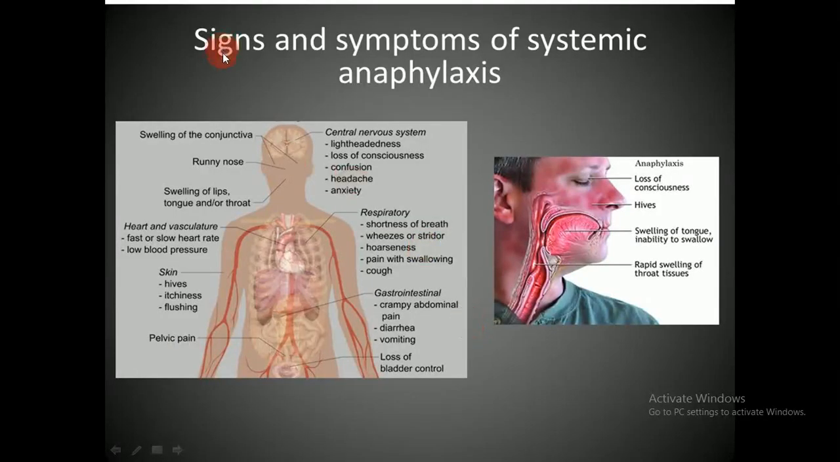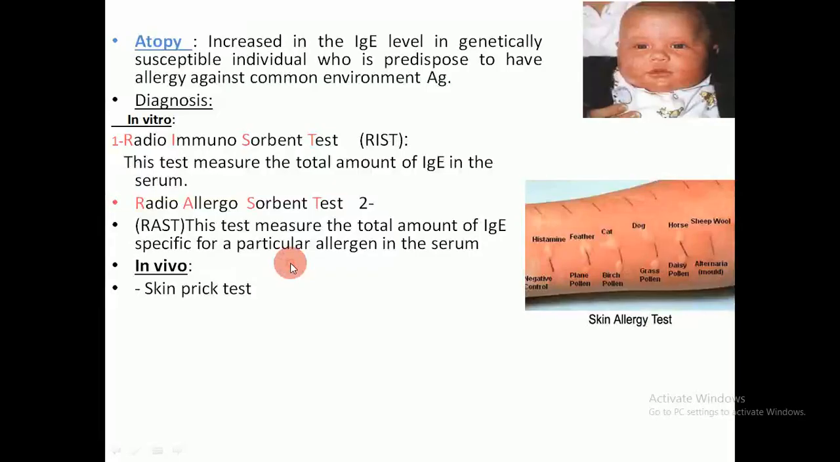And here are the signs and symptoms of systemic anaphylaxis. If it occurs in the nose, it leads to allergic rhinitis. If it occurs in the eye, it leads to conjunctivitis, and in the lung, it leads to asthma. Now we return to what an atopic person is.